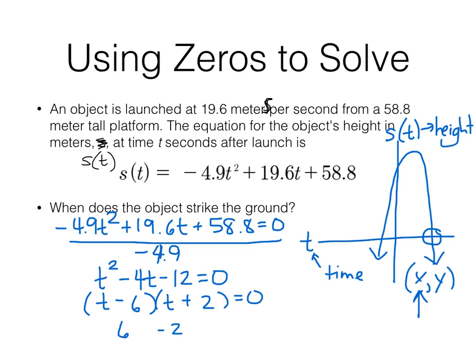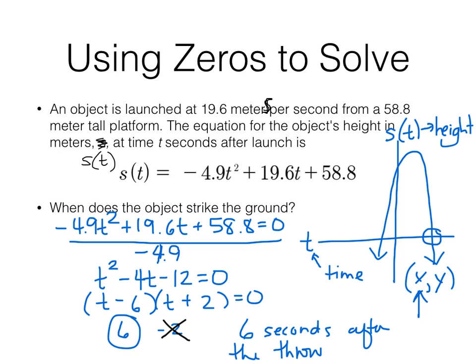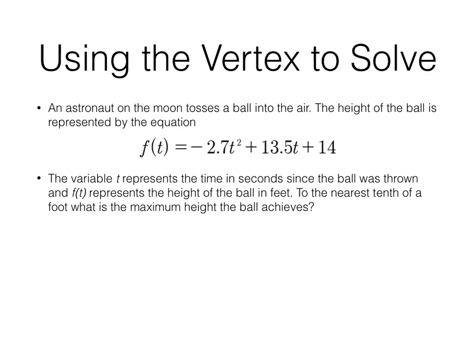As before, negative's not going to work because it's time. So 6 seconds. So when is it going to hit the ground? 6 seconds after the throw. Awesome. Last one. As evidenced by the title, we are not using the zeros to solve.